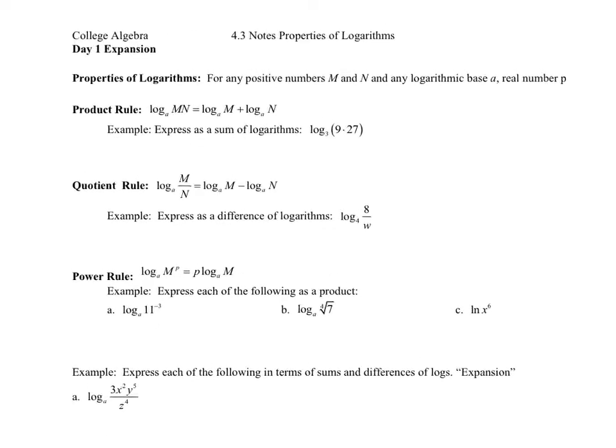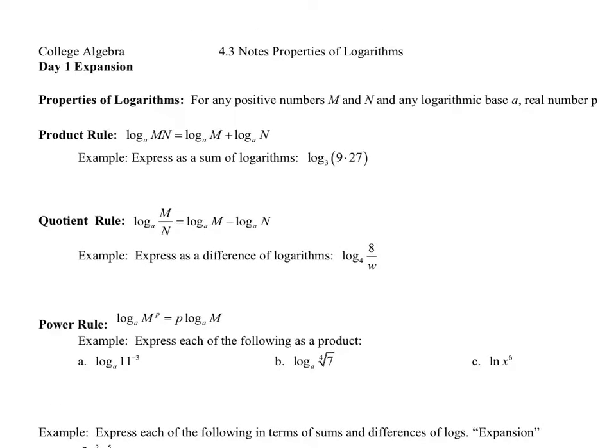Hey guys, we are going to talk about these properties of logarithms. And so we have these three rules here. We've got the product rule, the quotient rule, and the power rule. And the product rule says that if we have the log of a product, that is going to be equivalent to the sum of the logs of the factors.